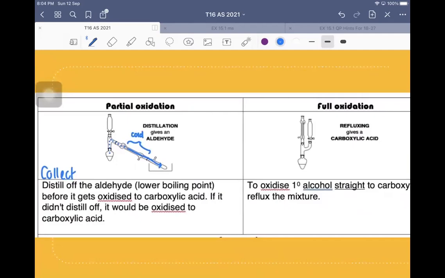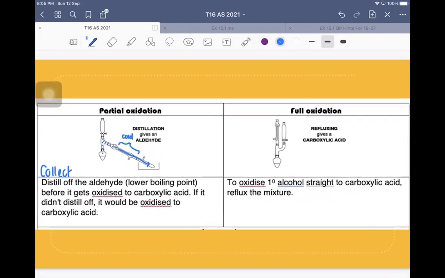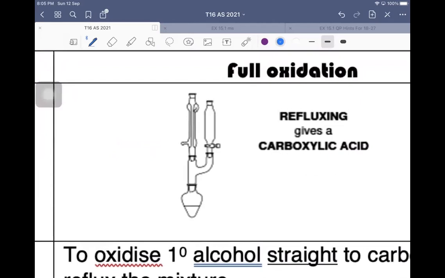Once we form aldehyde, we collect it straight away. We remove it out of the reaction, because if you don't, then the aldehyde will react further, will be oxidized further into a carboxylic acid. If you want to collect carboxylic acid from a primary alcohol, you don't need a special setup for it. You just need to have a reflux setup. So this is your reflux setup.